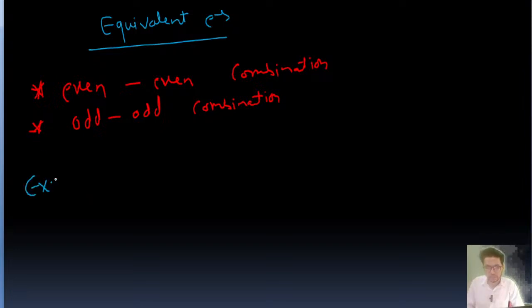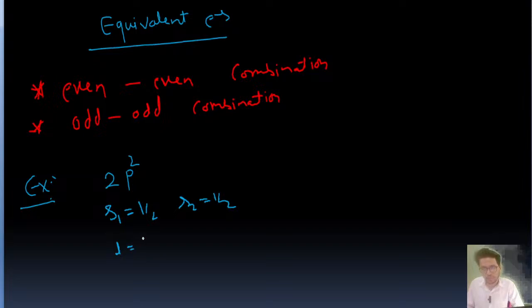Okay, so I'm solving one example. We have 2p2. So these two electrons are in the same orbital p, right? So that's why these electrons are called equivalent electrons. Okay, so now we are doing LS coupling. For this, S1 value is half, S2 value is half. Okay, L1 value is 1, L2 value is 1, right? Because these are p orbital electrons.